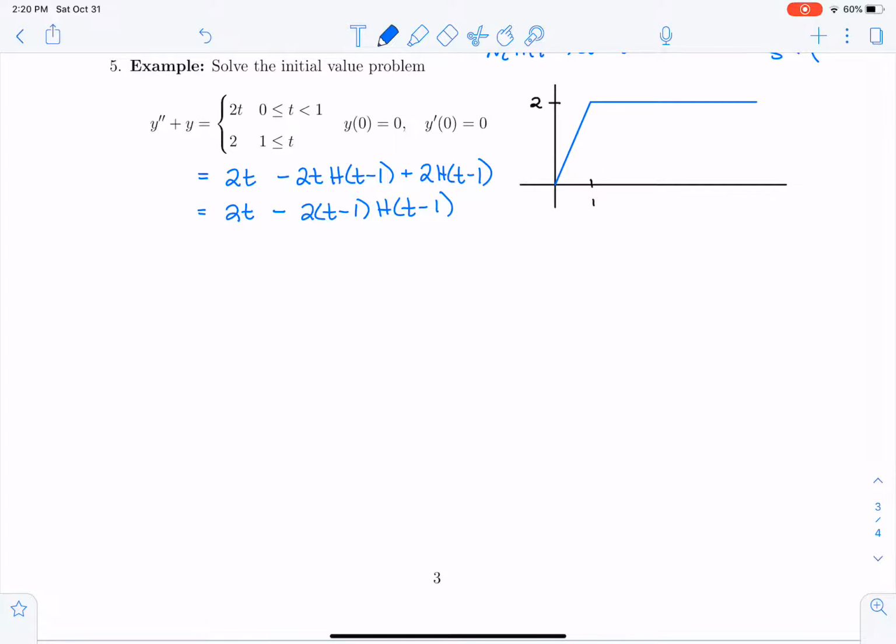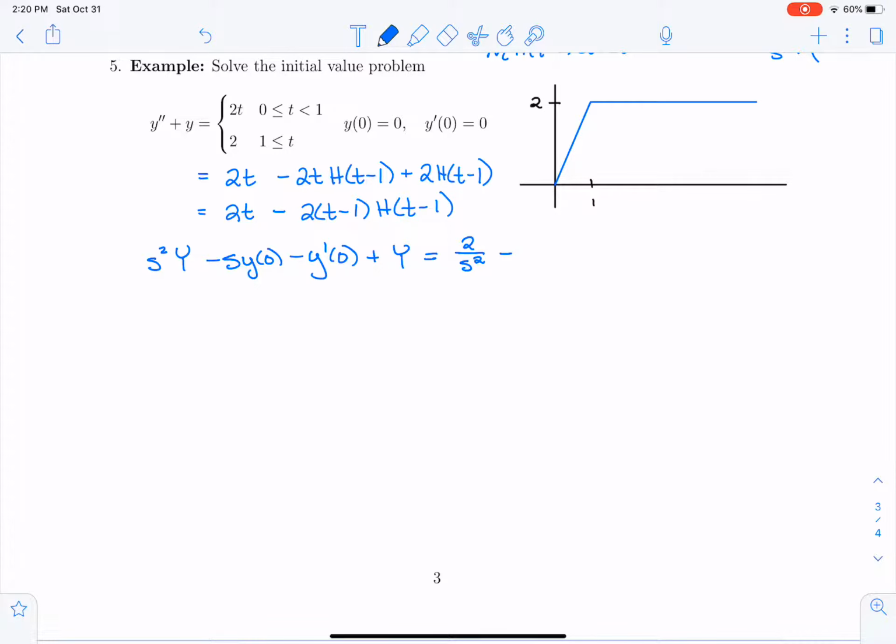of the right-hand side. Okay, so let's take Laplace transforms of this differential equation. We're going to do s squared times the Laplace transform of y minus sy of 0 minus y prime of 0. That expression, of course, is the Laplace transform of y double prime, plus the Laplace transform of y. And then let's take the Laplace transform of the right-hand side. The Laplace transform of 2t is 2 times 1 over s squared. And then we're going to take the Laplace transform of 2 times t minus 1 times h of t minus 1.